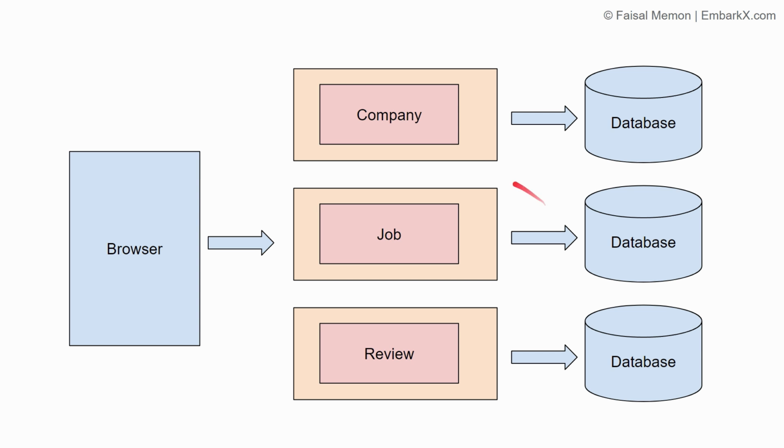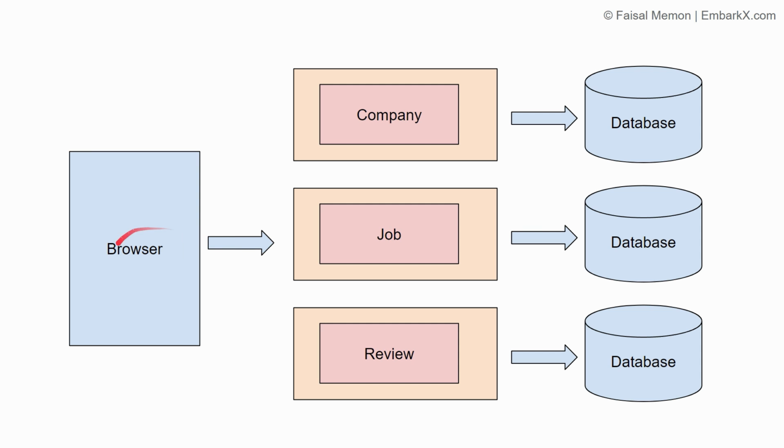We have three services: the company service, the job service, and the review service. These services are running as their own processes. They have their own memory and they might even be located on different servers. Ideally, microservices are deployed on separate servers and they also have their own database which they interact with.